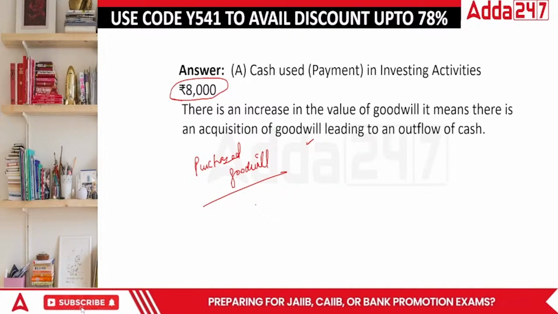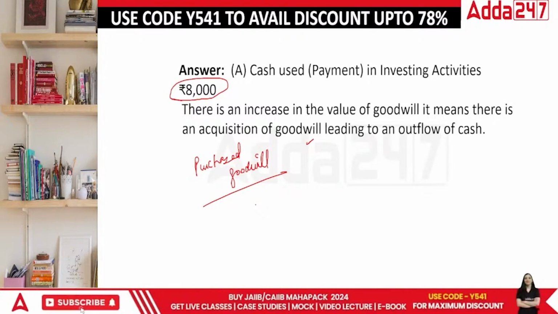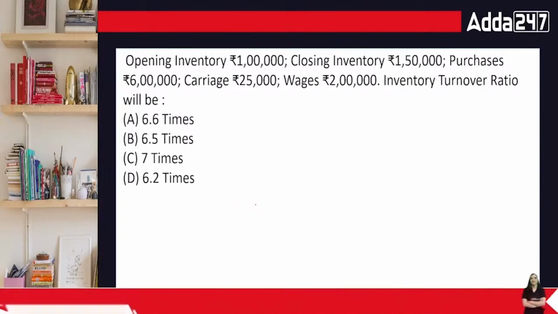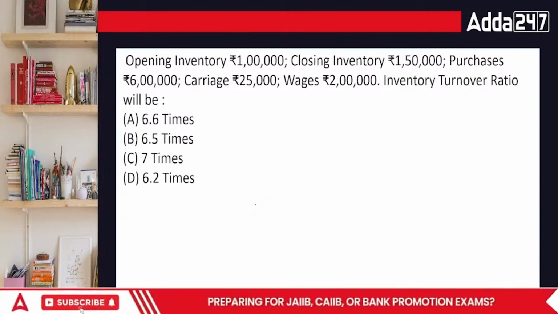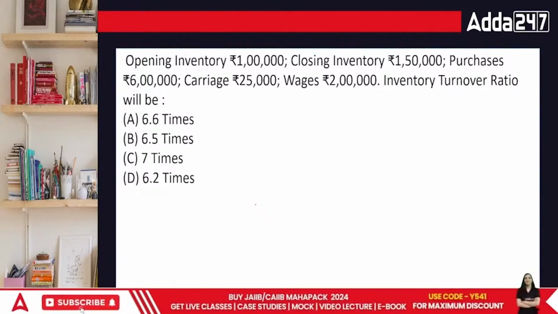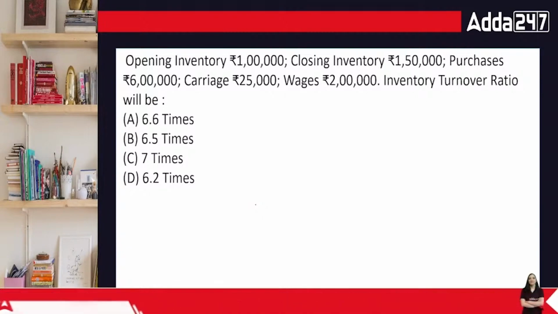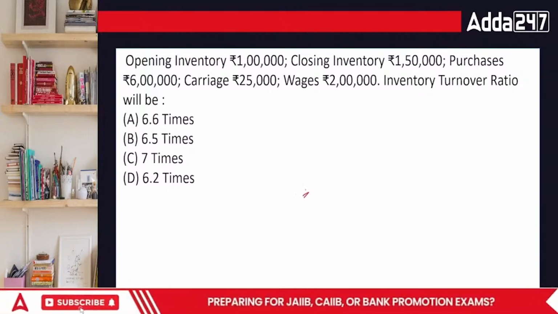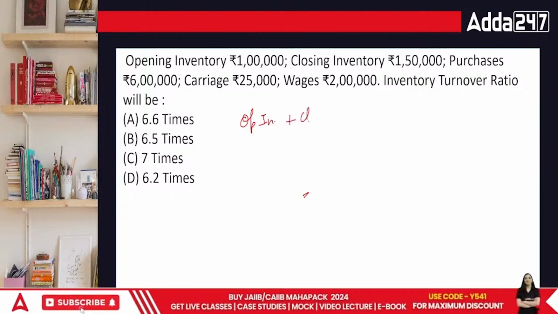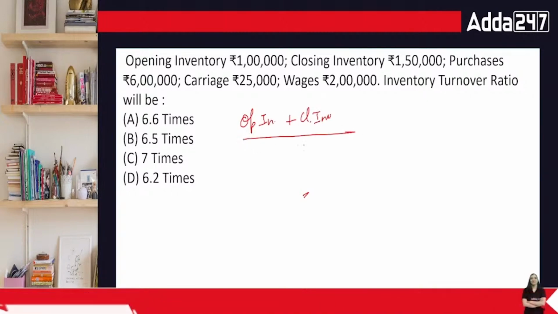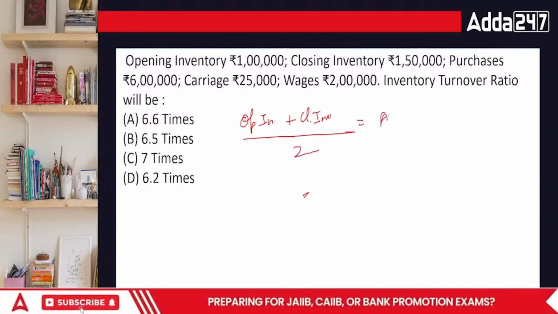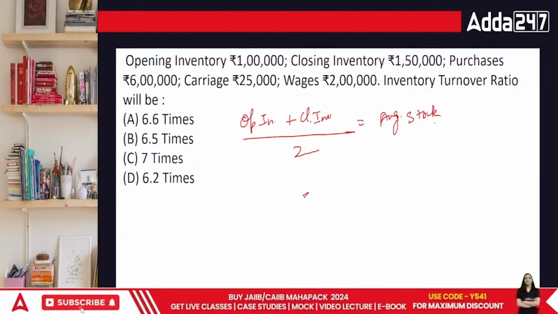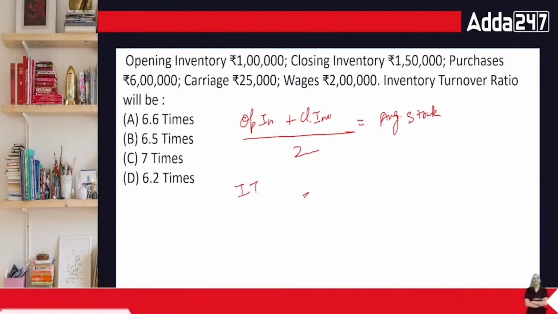Okay, now let's move on to the next question as well. The next question says opening inventory is of 1 lakh rupees, closing inventory is of 1 lakh 50, purchases are of 6 lakh, carriage is of 25,000, wages is of 2 lakh rupees. Inventory turnover ratio will be what? Okay, it's gonna be opening inventory plus closing inventory divided by 2. This will give you the average stock, right?